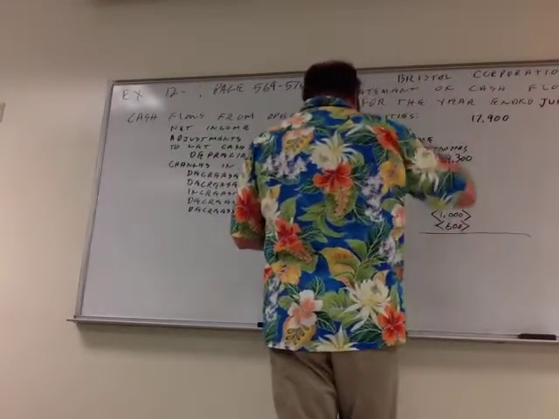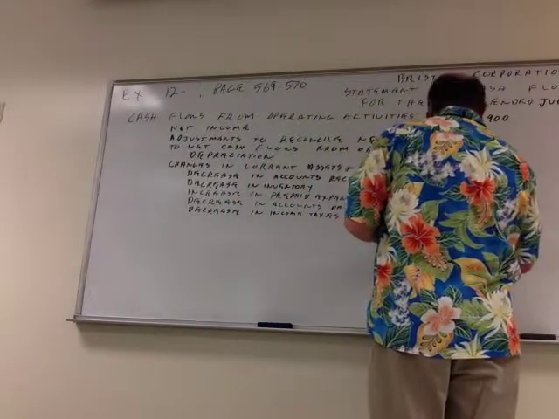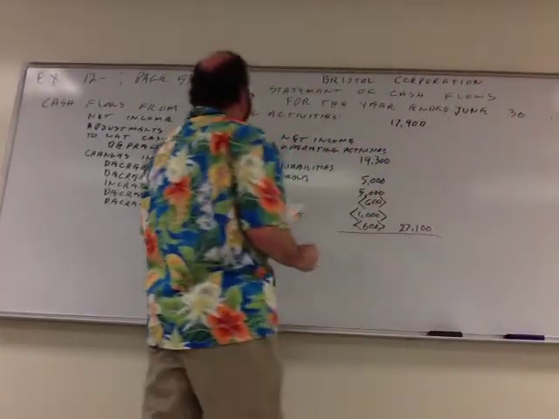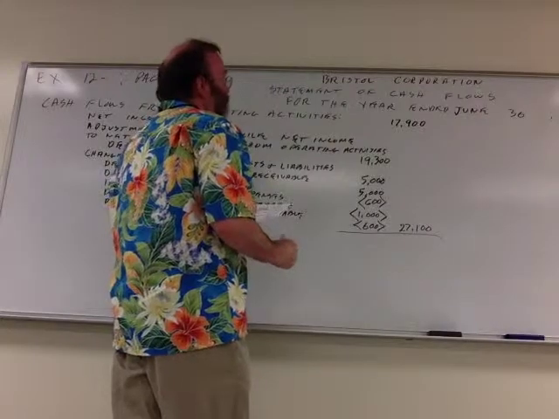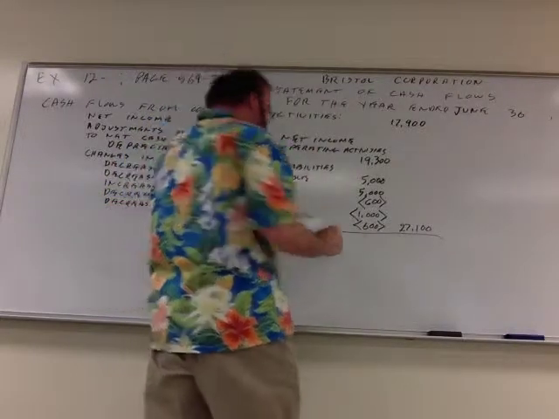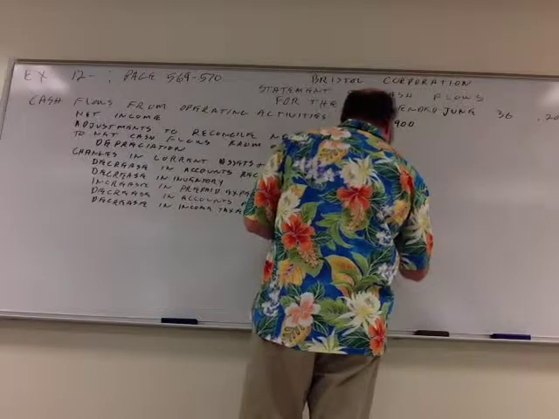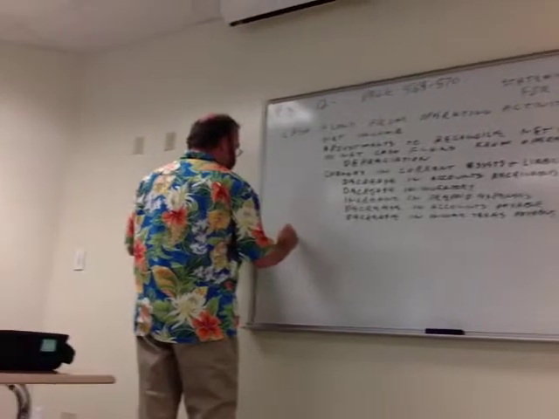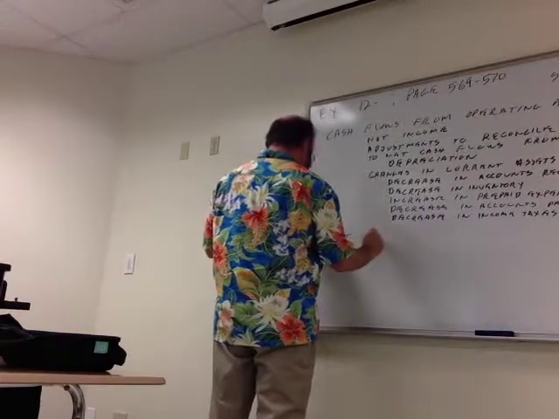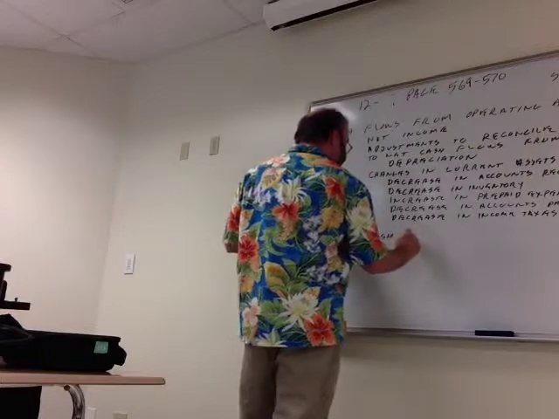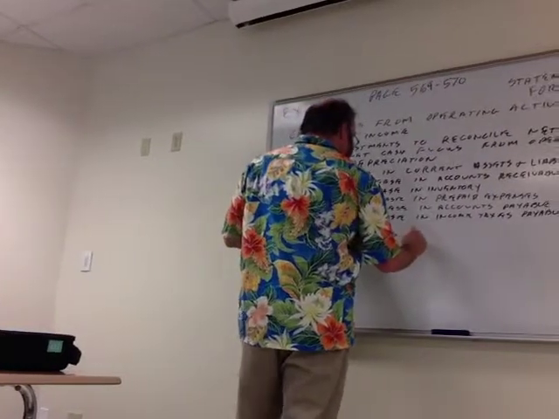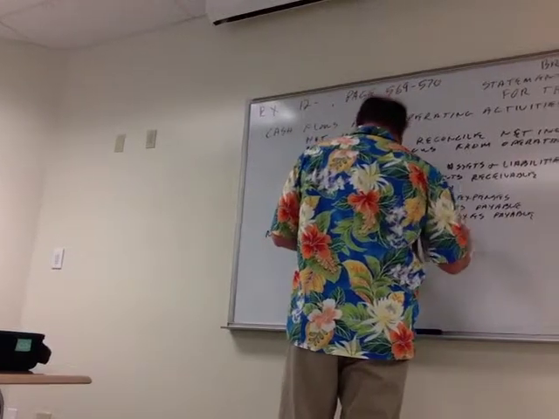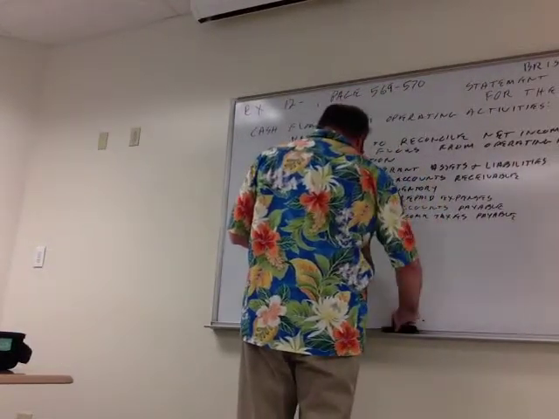Add all that up, you get a positive $27,100 in the adjustment to cash. Add that to net income, you get $45,000 even as net cash flows in operating activities. I'm reading the wrong line. Yes, sir, go ahead.